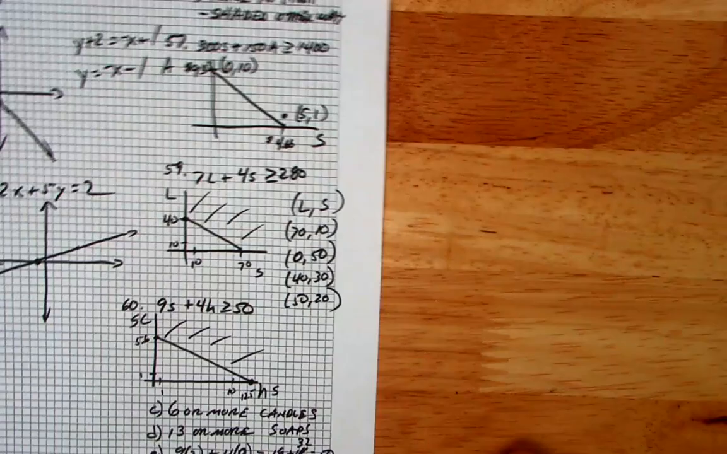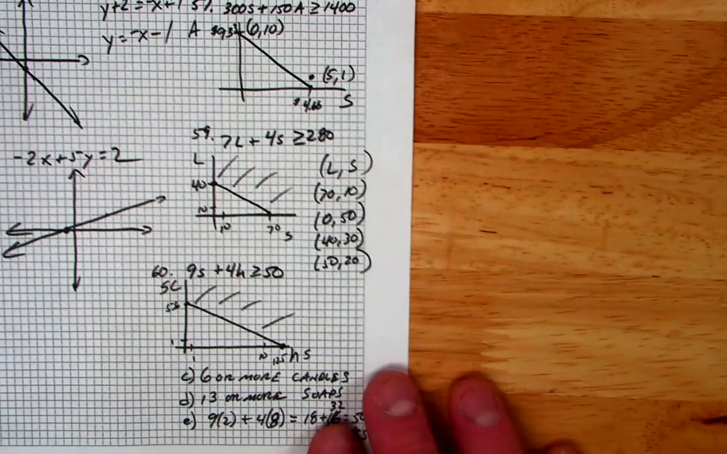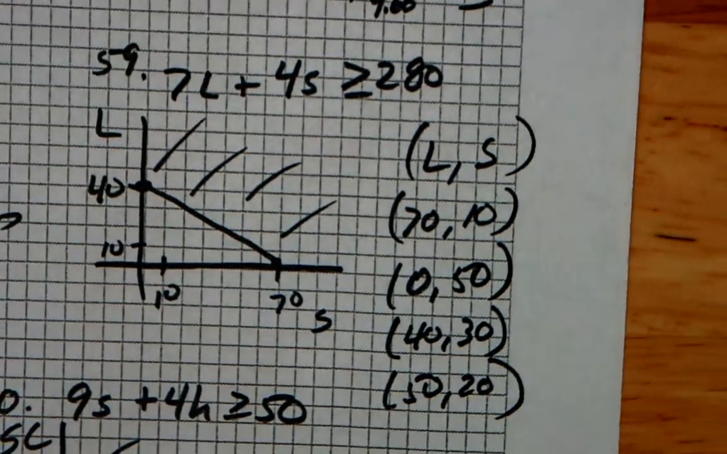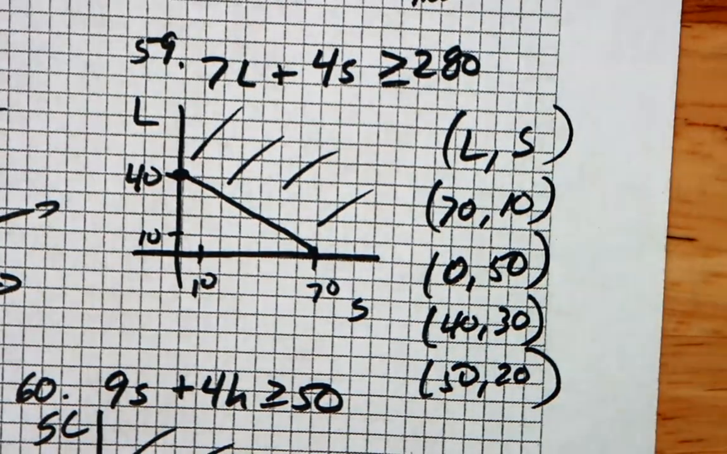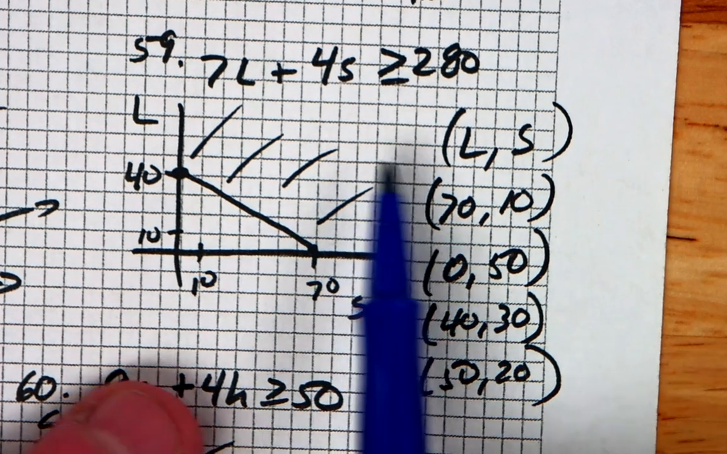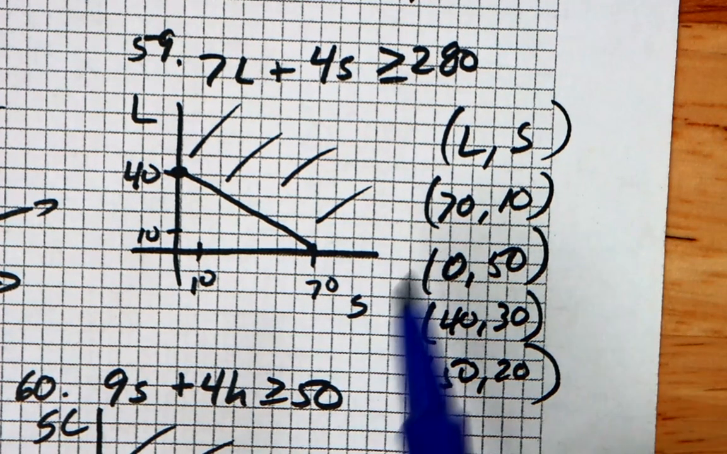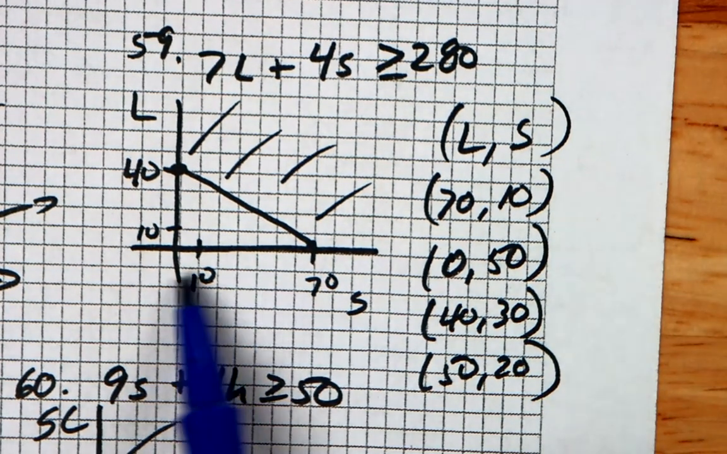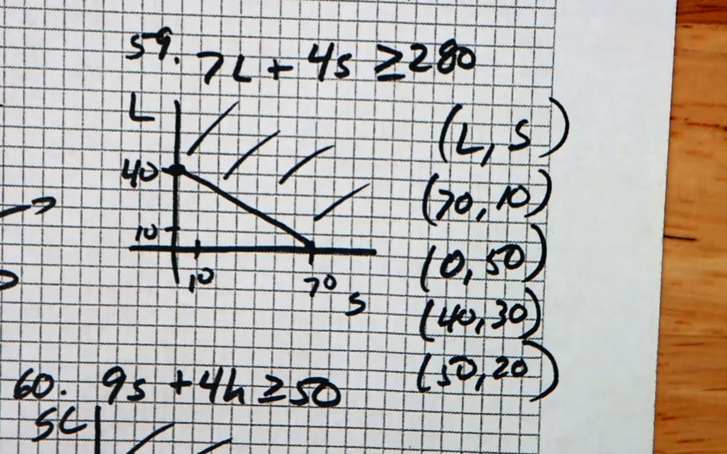Also, I want to talk about 59 real quick. If I zoom in on 59, I want you to understand the importance of good, accurate graphs. First of all, I like to find both my intercepts and then I can choose my scale. And this one I went by tens because I know I'm going to have a 70 and a 40. I can fit that in.